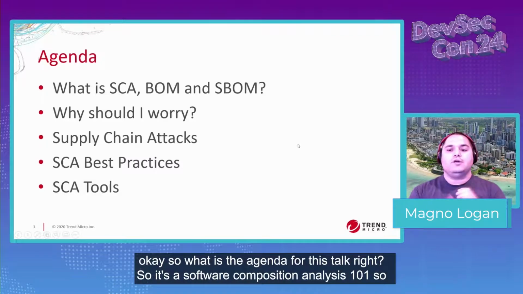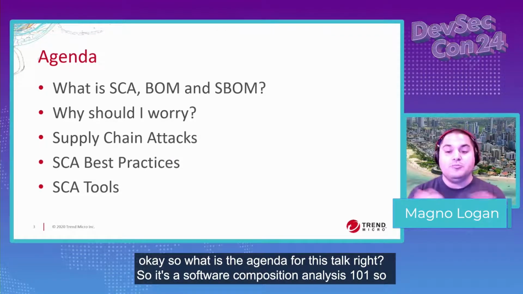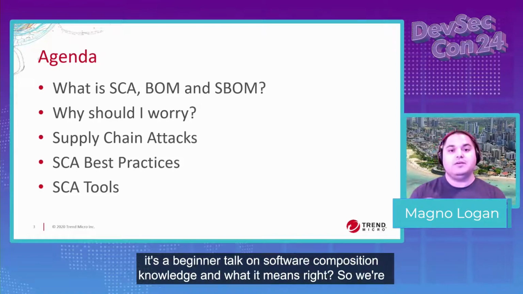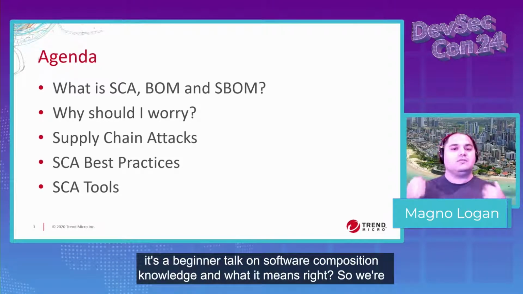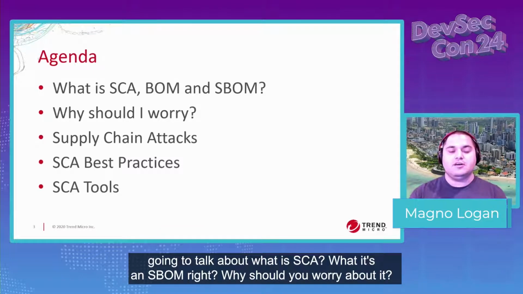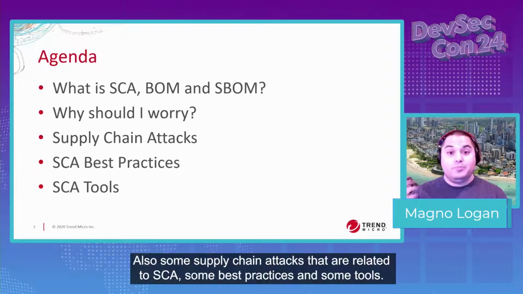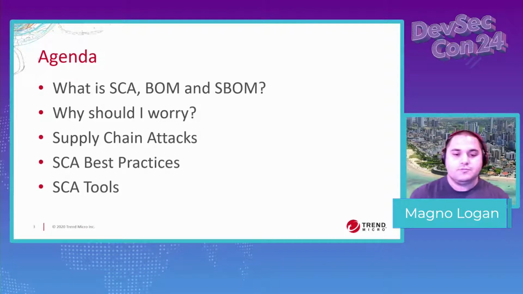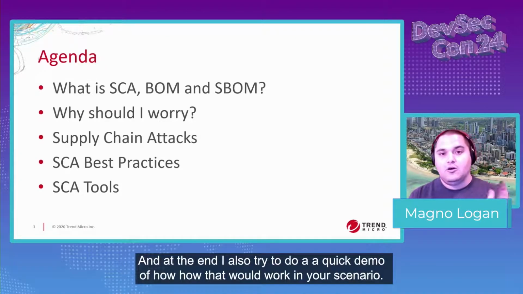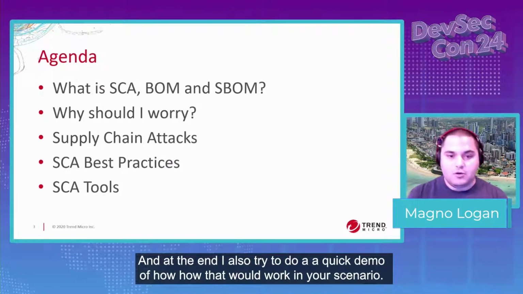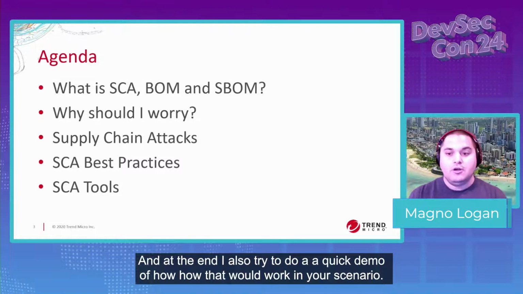Okay, so what is the agenda for this talk, right? It's a software composition analysis 101. So it's a beginner talk on software composition analysis and what it means. We're going to talk about what is SCA, what is an SBOM, and why you should worry about it. Also some supply chain attacks that are related to SCA, some best practices and some tools. And at the end, I will also try to do a quick demo of how that would work in your scenario.